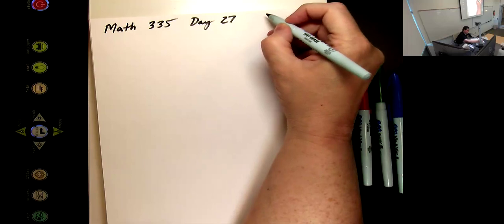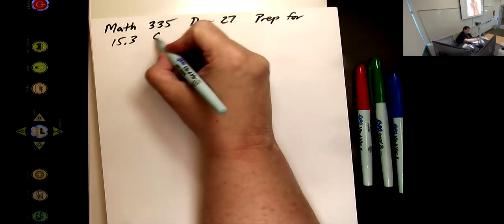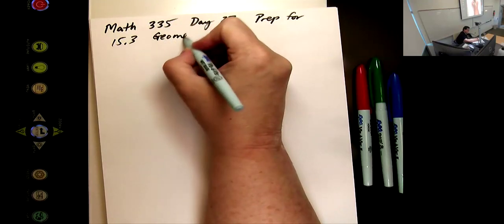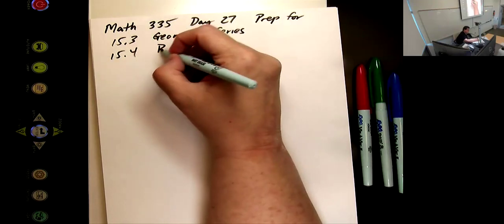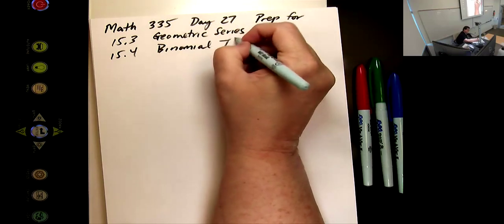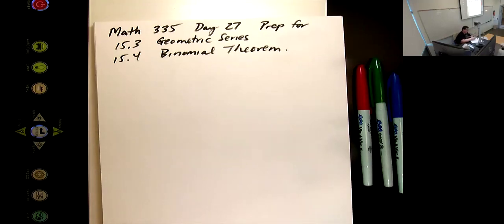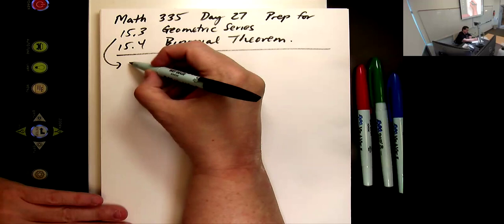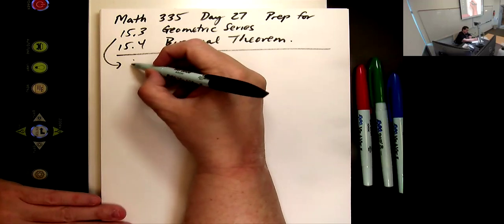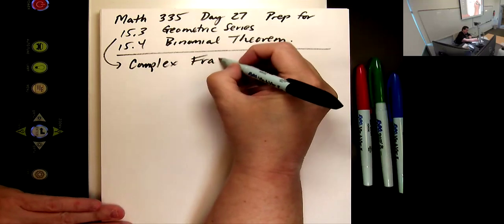And we're looking at prepping for 15.3, which is geometric series, and 15.4, which is the binomial theorem. So for the geometric series, we end up having to do a lot of complex fractions, like fractions within fractions. And we want to clean it up. So we're going to practice that.